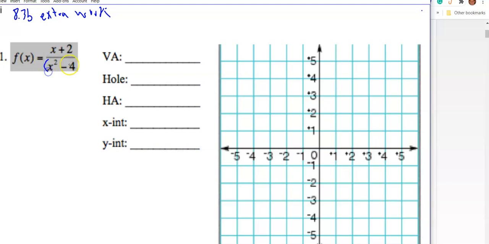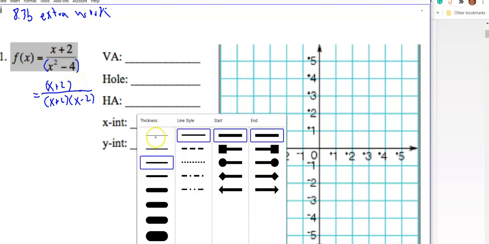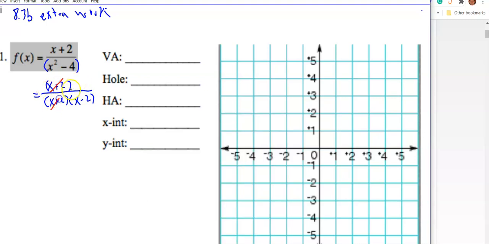So first thing you want to see is definitely the numerator, the denominator can be factored here. So x plus 2 divided by x plus 2 times x minus 2. And definitely that is going to cancel. When you cancel, you're going to leave a 1 behind. So the new function is f of x equals 1 over x minus 2. So that's my function now, but when I canceled, it causes a hole.